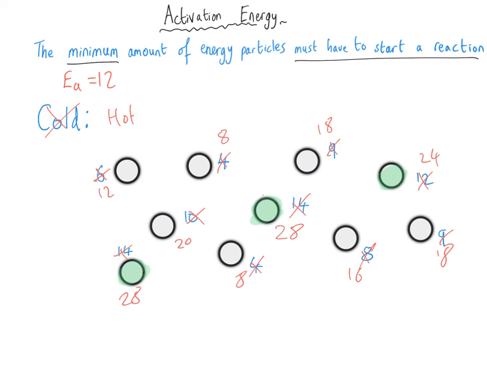Now, if we have a look at the activation energy still being 12, what we can see is that more of these particles now have that required minimum to start the reaction going. This one does, and that one, and this one, and this one, and this one. And in fact, now from my 10 particles, only 2 of them don't have enough energy to react. So we can see that this reaction is going to be faster because more particles have got this minimum amount of energy.